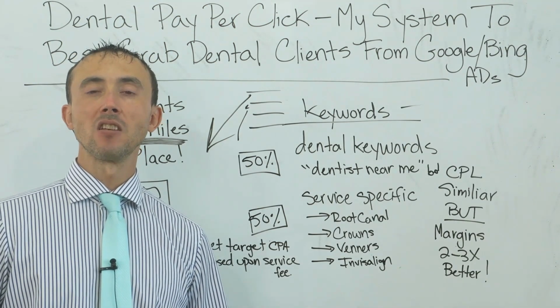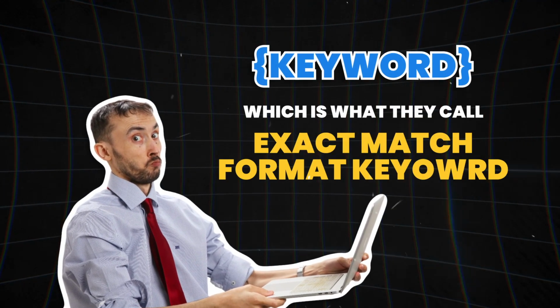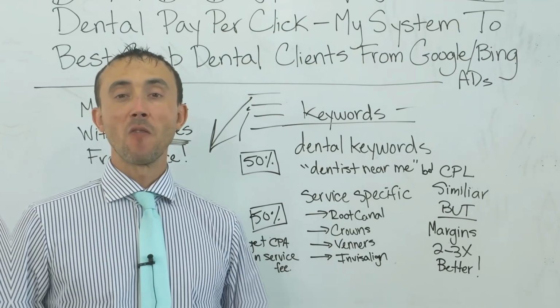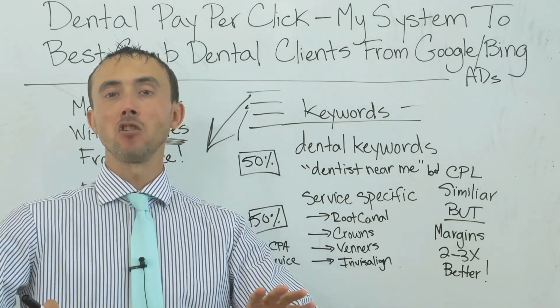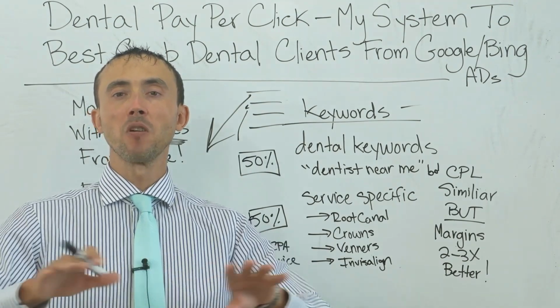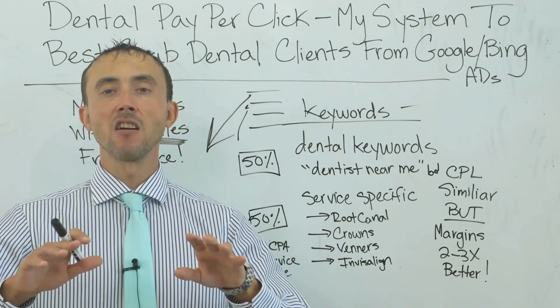Of these 800 ways they search, you want to put brackets around each keyword, which is what they call exact match format keyword types, so that if they aren't typing in exactly those 800 variations of searches, your ad is not going to show, which makes everything super tight and super efficient. You're not going to show up for people looking for information, tire kickers and whatnot.